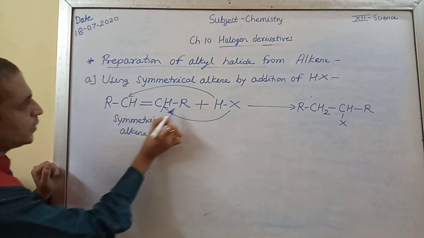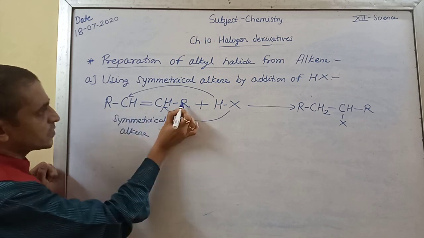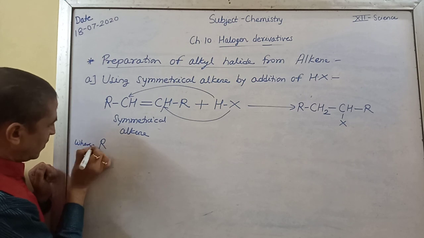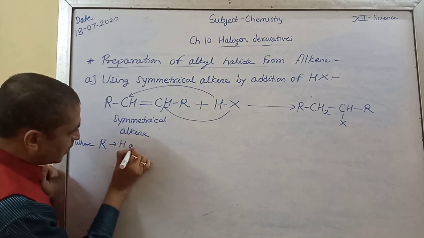If R may be same or different, then you do not get a symmetrical alkene. So here R must be the same. R may be hydrogen or an alkyl group.